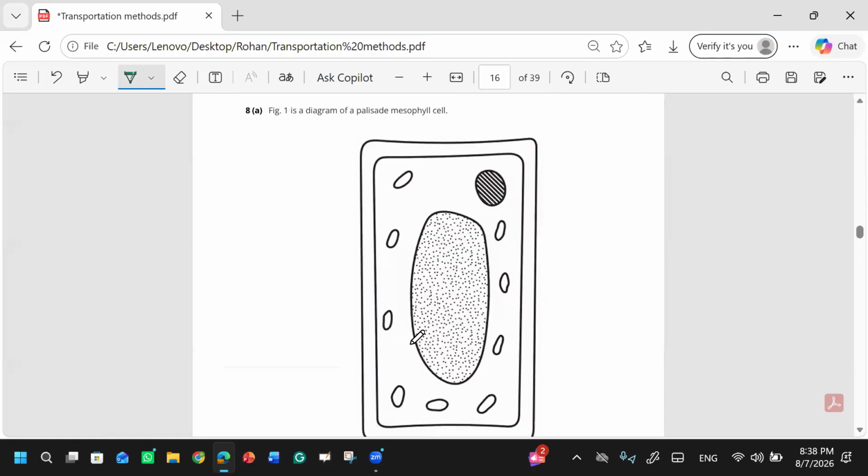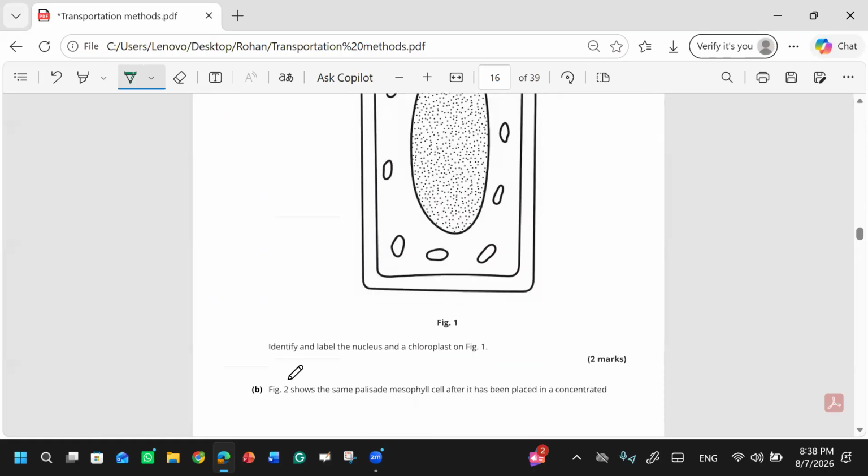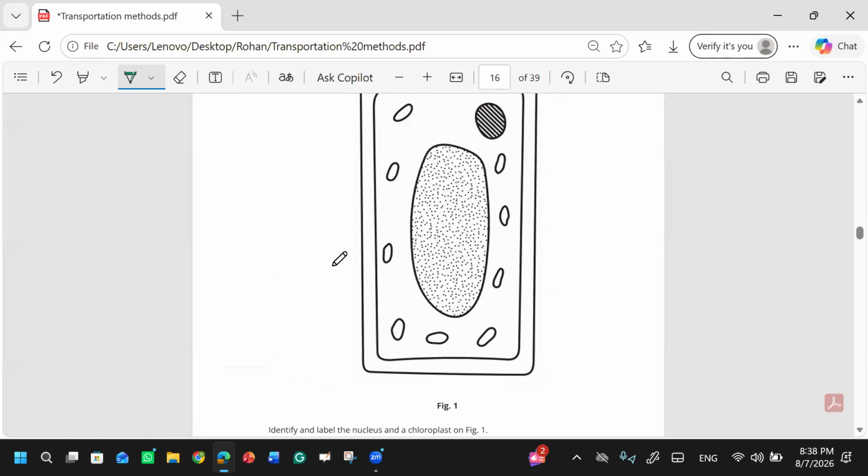A diagram of a palisade mesophyll cell. Identify and label the nucleus and chloroplast.